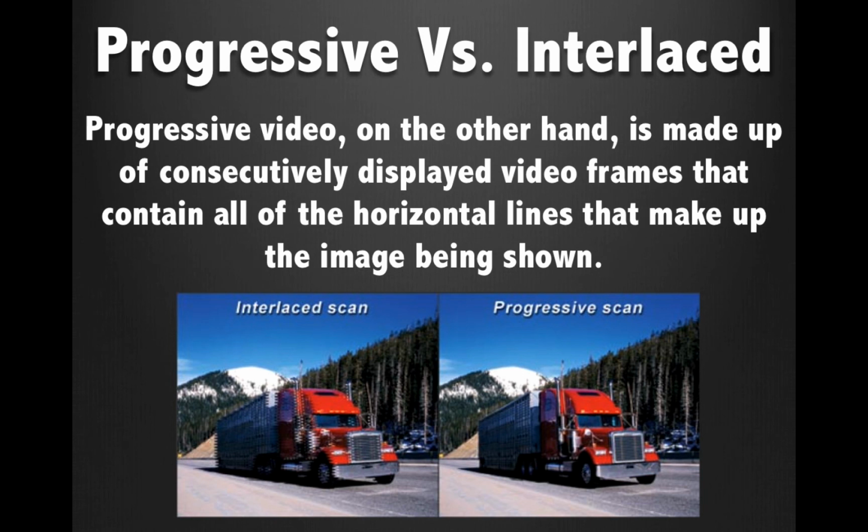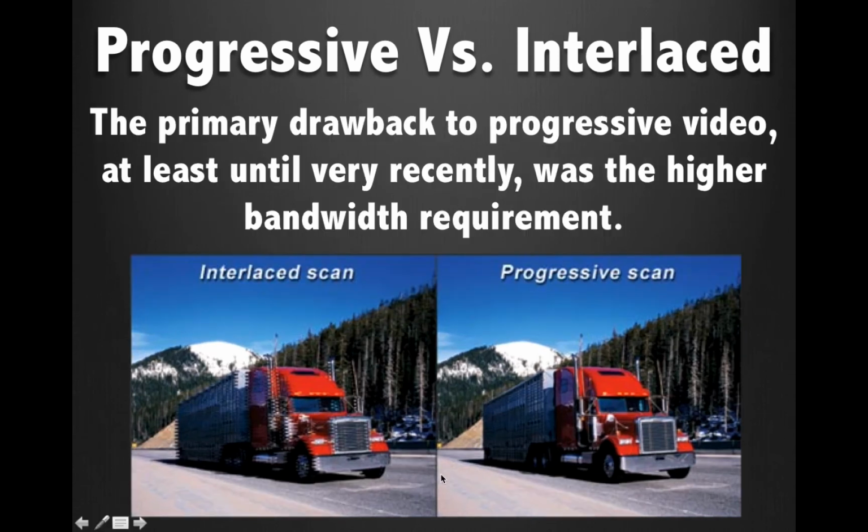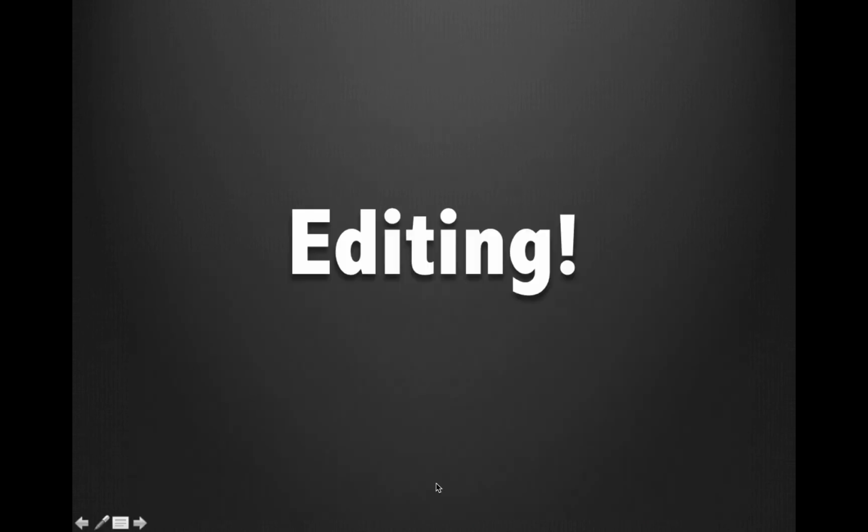Progressive video, on the other hand, is made up of consecutively displayed video frames that contain all the horizontal lines and make up the image shown below. So when you shoot progressive, you are getting the entire frame all at one time. So progressive is nice, comes in handy in that you're seeing the entire frame all at one time. That's the biggest difference between the two.